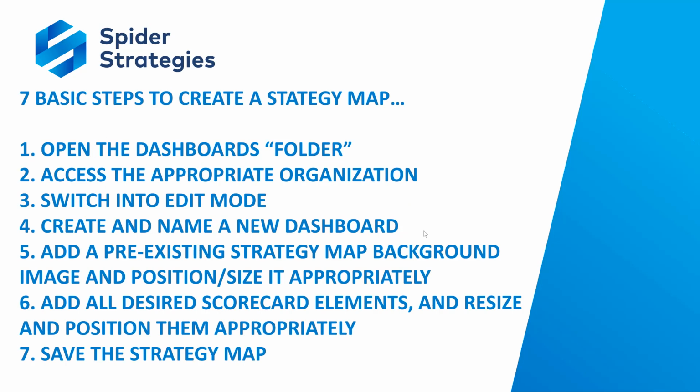The creation of a strategy map is done in 7 basic steps. First, open the Dashboards folder in QuickScore. Second, access the appropriate organization within which you want to create a strategy map. Third, switch into edit mode. Fourth, create and name a new dashboard. Fifth, add a pre-existing strategy map background image and position and size it appropriately. Sixth, add all desired scorecard elements and resize and position them appropriately, and then save your strategy map.